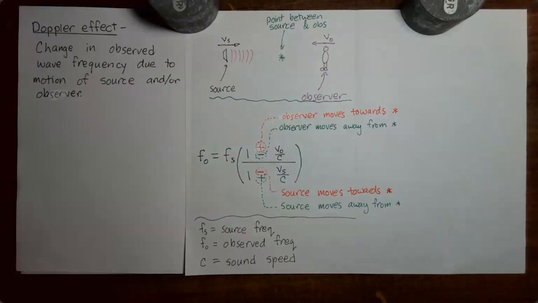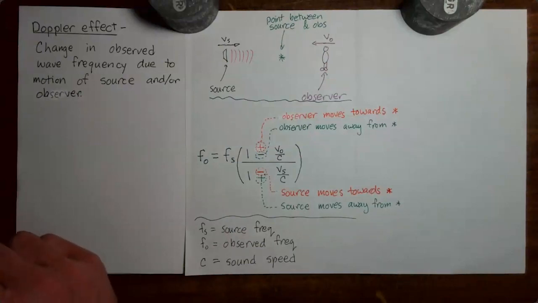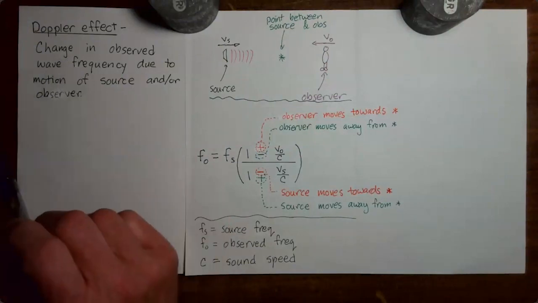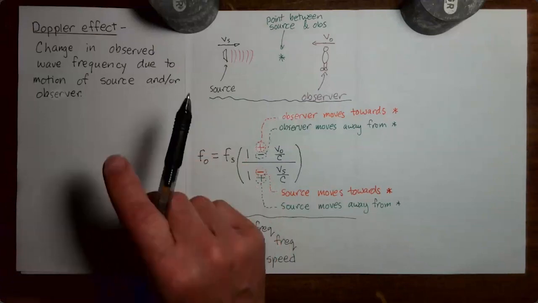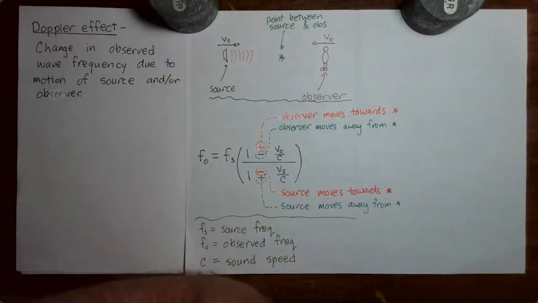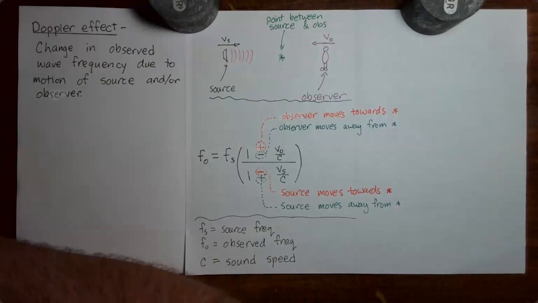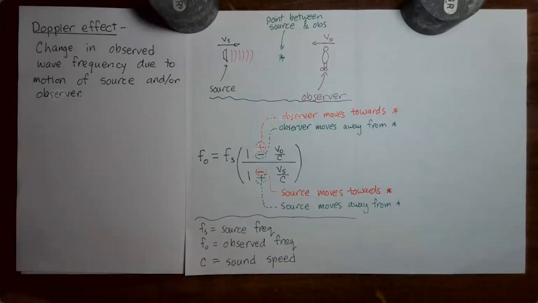In the last few videos, we have been studying the Doppler effect for sound. Generally, the Doppler effect is a change in the observed frequency of a wave due to motion of the source and/or motion of the observer. At this point in the module, we've already learned about the Doppler effect in the case where the source is moving, but we have not looked at the case where the observer is moving.